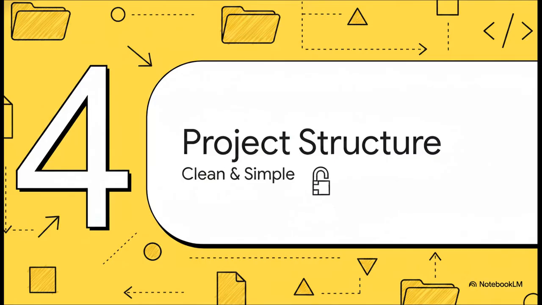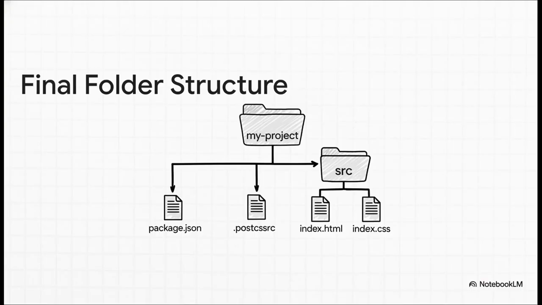So let's just wrap up by taking a look at what we've built. The end result is an incredibly clean and simple project structure that's all ready for you to start building on. And this is it. This is your entire project structure. Just 2 little config files at the root and a source folder for your actual source code. It's clean, it's minimalist, and it's perfectly organized for you to get started.